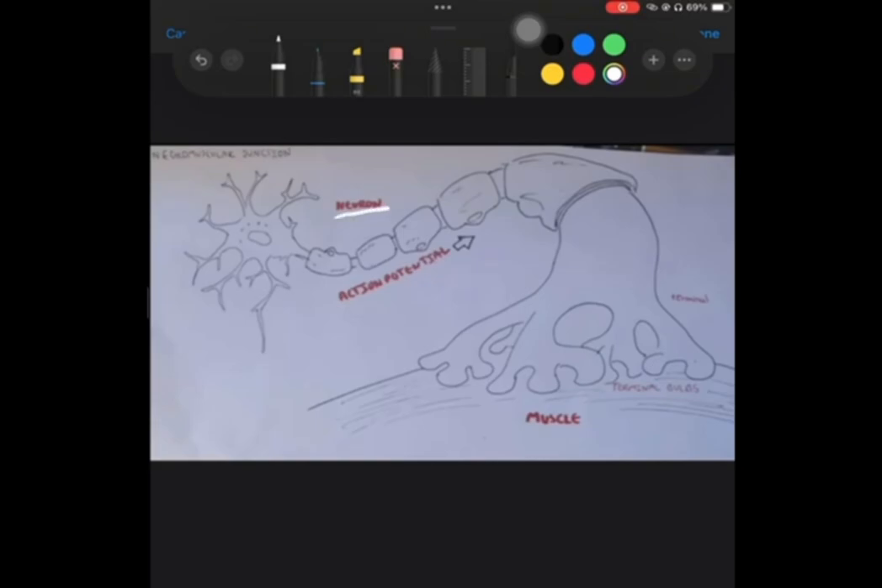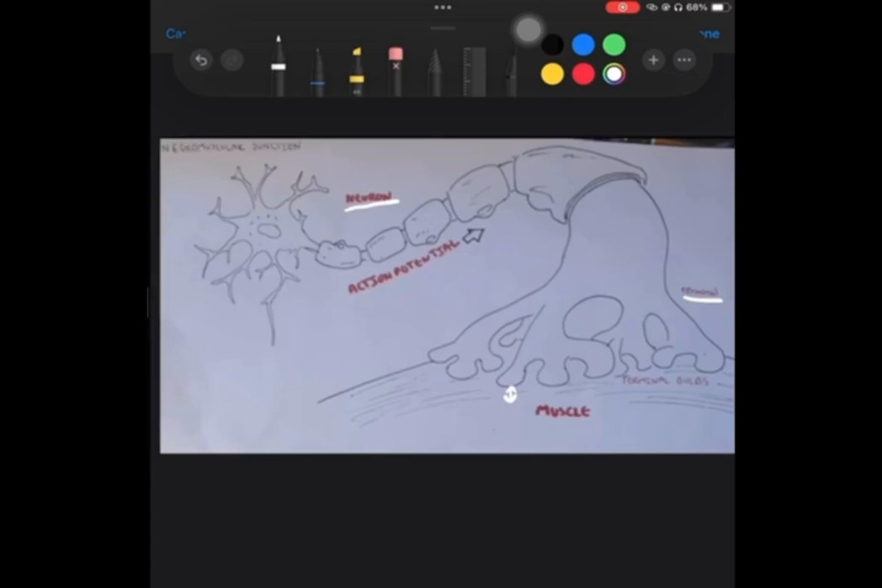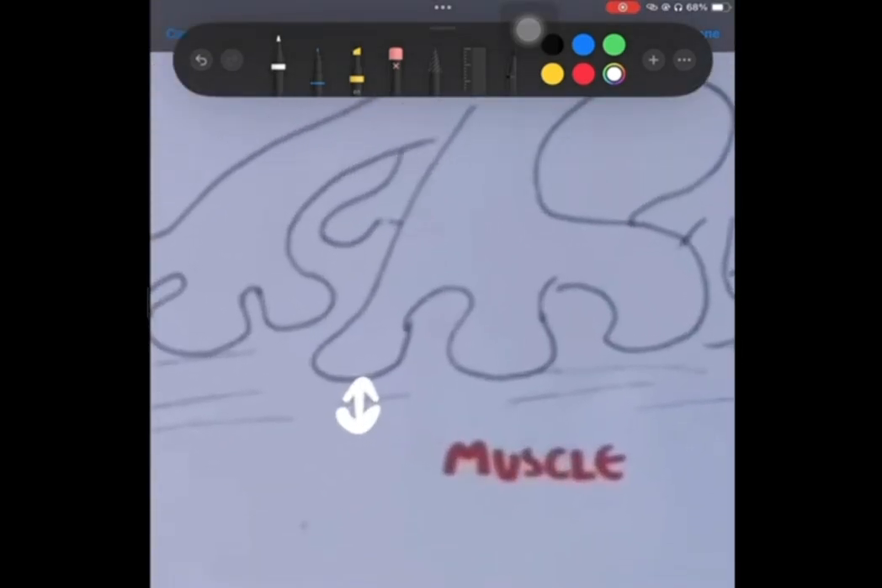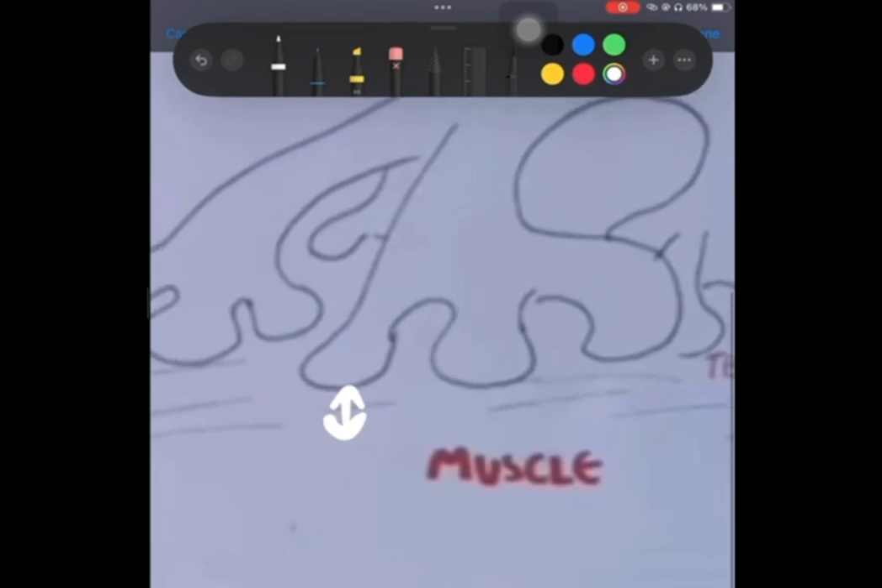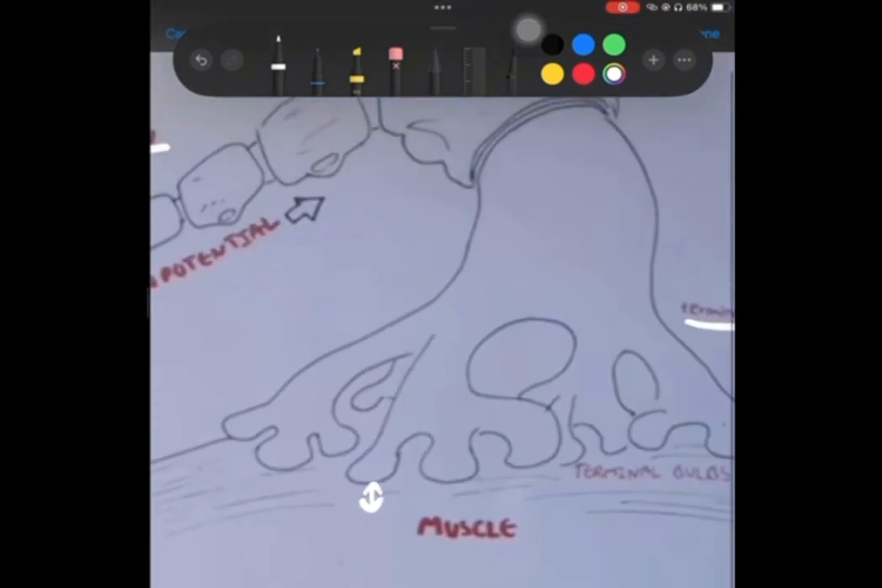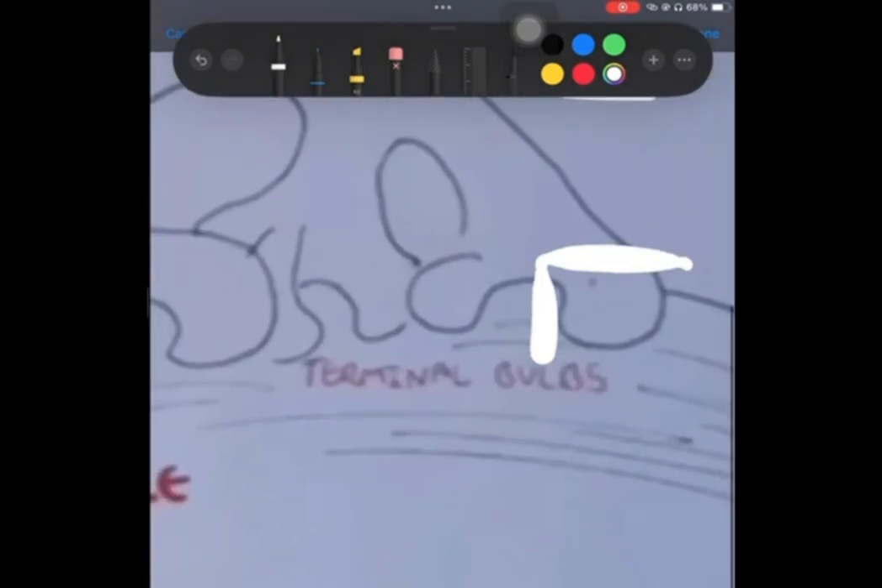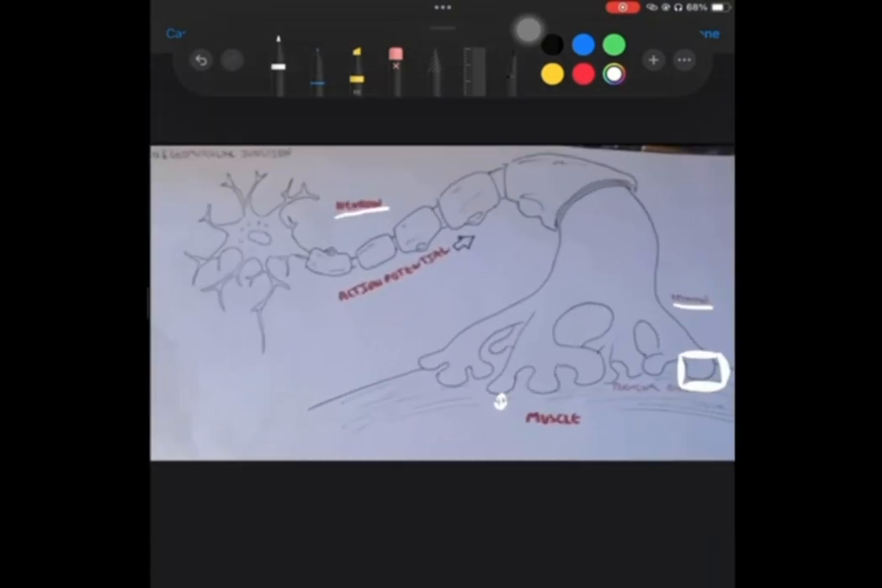So here we have the neuron, it has a terminal. And also here is the presynaptic membrane. Between the neuron and the muscle, there is actually a very small gap between them. So the neuron will pass on the action potential to the muscle by releasing chemicals, the neurotransmitter. So now let's zoom in here and see what happens.